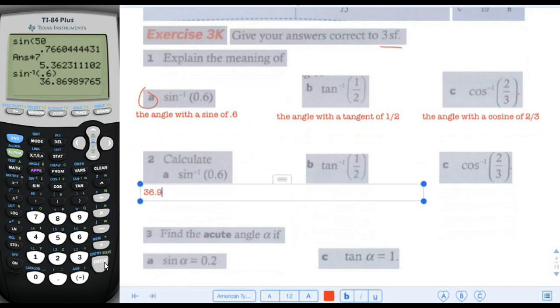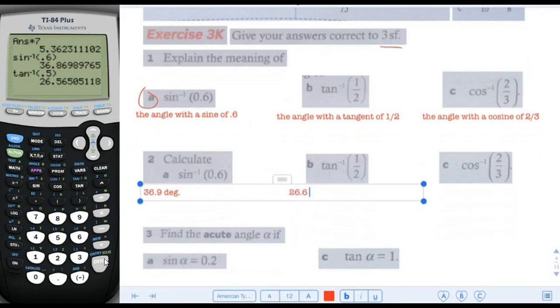And I don't know how to make a degrees symbol with this computer, so I'll just write degrees. Okay? Then we're going to the next one. So the next one is inverse tangent of 1/2, and we're going to calculate it. So we're going to say inverse tangent, second tangent of 1/2. I could write 0.5. It's easier to write 0.5 on the calculator. 26.6 degrees.